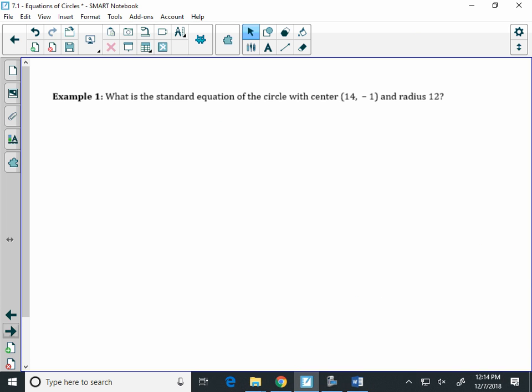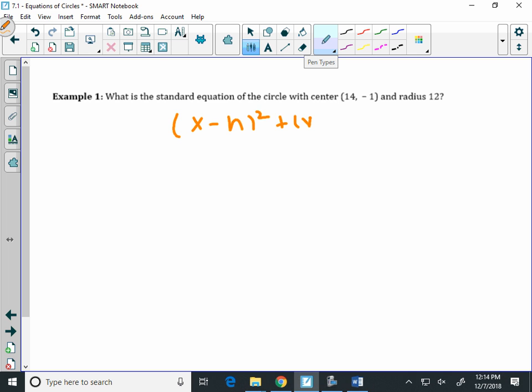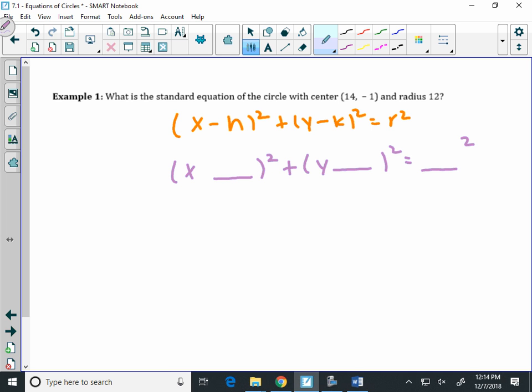Okay. In example 1, it says, what is the standard equation of a circle with center 14, negative 1, and radius 12? Okay, well, I'm going to write down the equation of a circle. X minus h squared plus y minus k squared equals r squared. So this is going to be x something squared plus y something squared equals something squared. We just have to fill in those blanks, similar to what we do with point slope. When you get really good at this, you don't have to write the blanks unless you find it helpful.